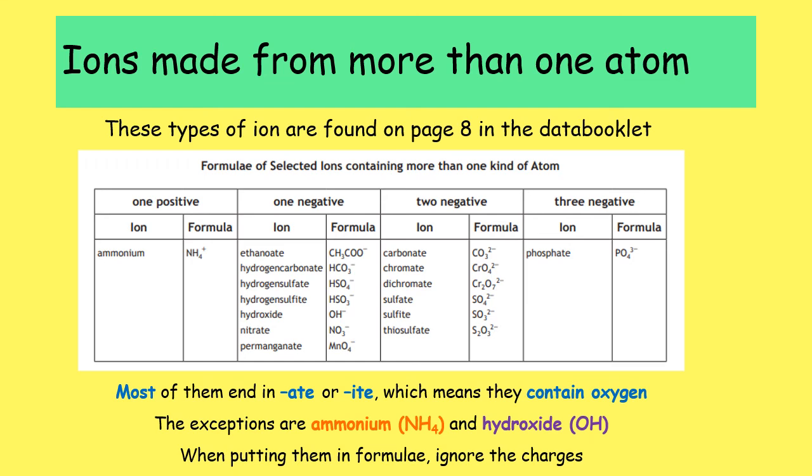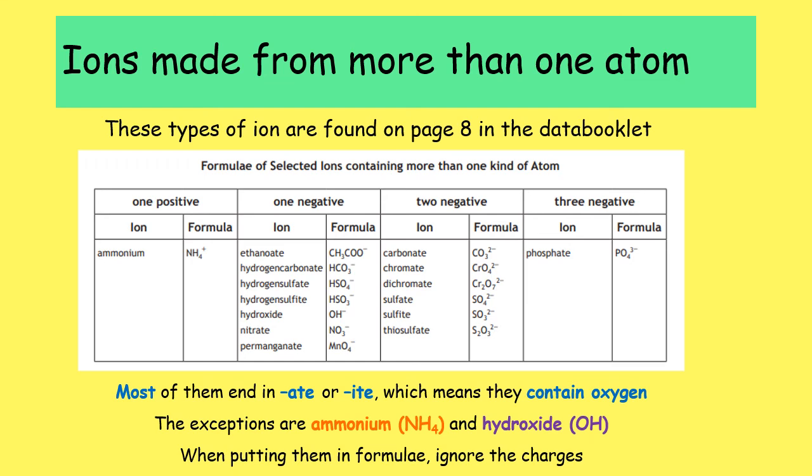And if you read the names underneath the ion columns, you'll see that most of them end in the letters ATE, for example, carbonate, sulfate, nitrate. Some of them end in ITE, like sulfite and hydrogen sulfite. But there are 2 that don't use ATE or ITE. They are ammonium and hydroxide.